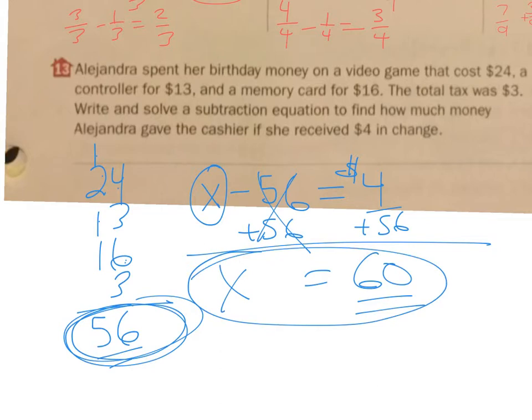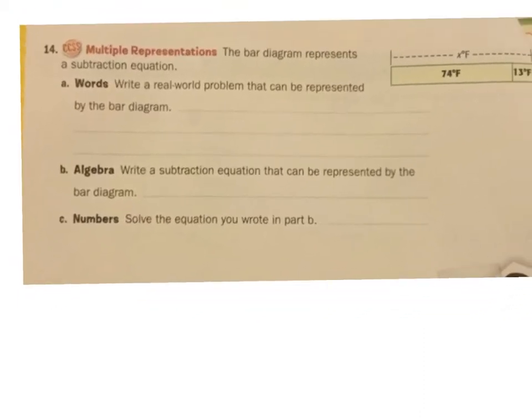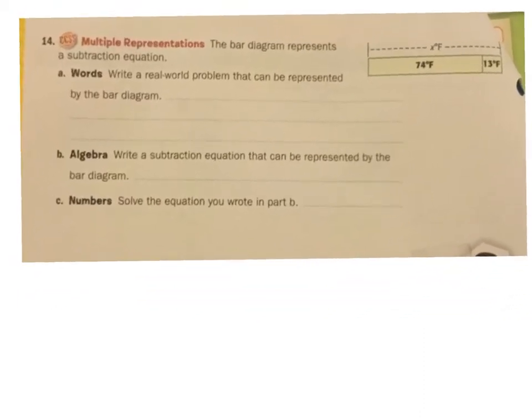Okay. Number 14. Okay. So we're going to have to use this diagram over to the right here. We're going to use this thing right here to help us solve these problems. Write a real-world problem that can be represented by the bar diagram. Okay, so we have X Fahrenheit, and we have 74 Fahrenheit and 13 Fahrenheit.